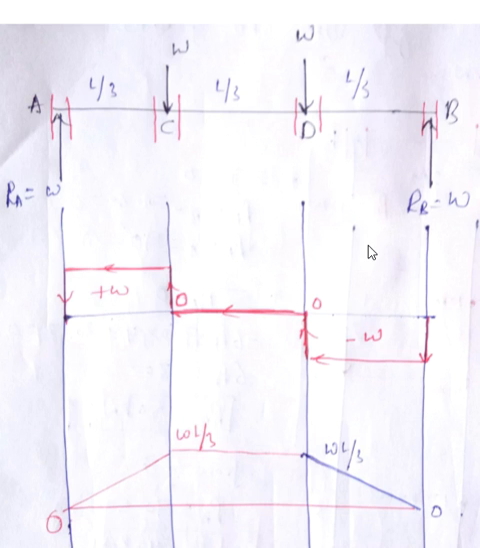For plotting SFD and BMD, the next step is, wherever forces are there, with respect to those forces consider two sections, one on the right hand side and the other on the left. The distance between the force and the section is almost 0, or it is 0. Just to differentiate, we are indicating it like this. Here also there is a force, so I'm considering right and left sections. Here also there is a force, so I'm considering right and left sections. Similarly for this force also.